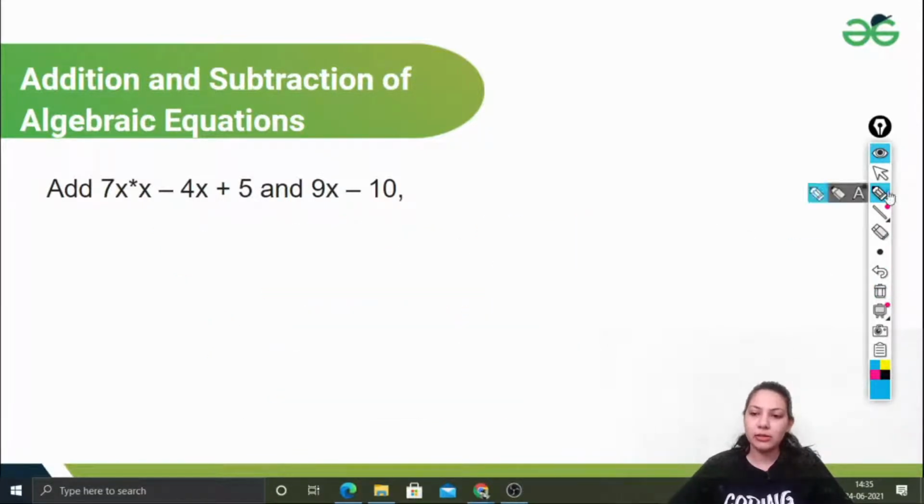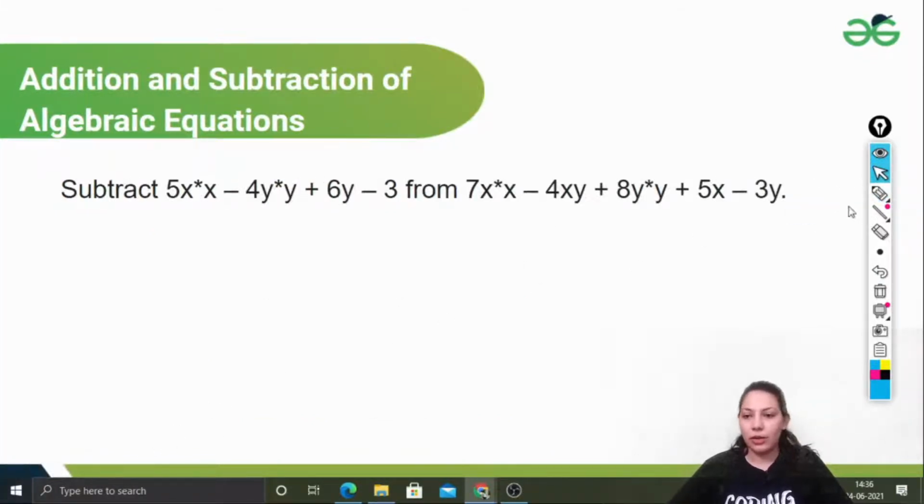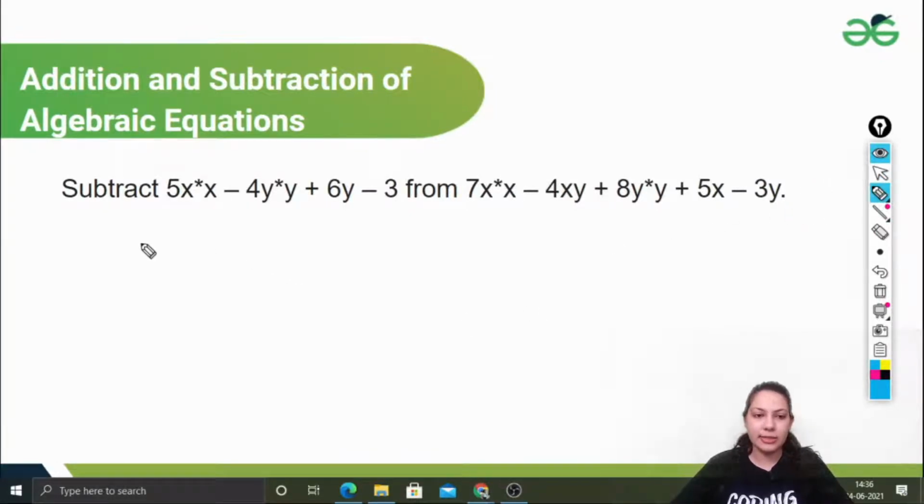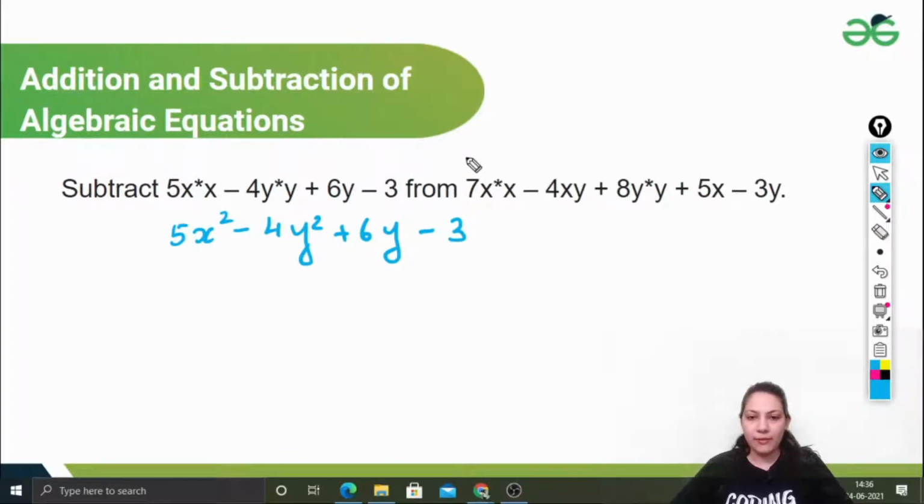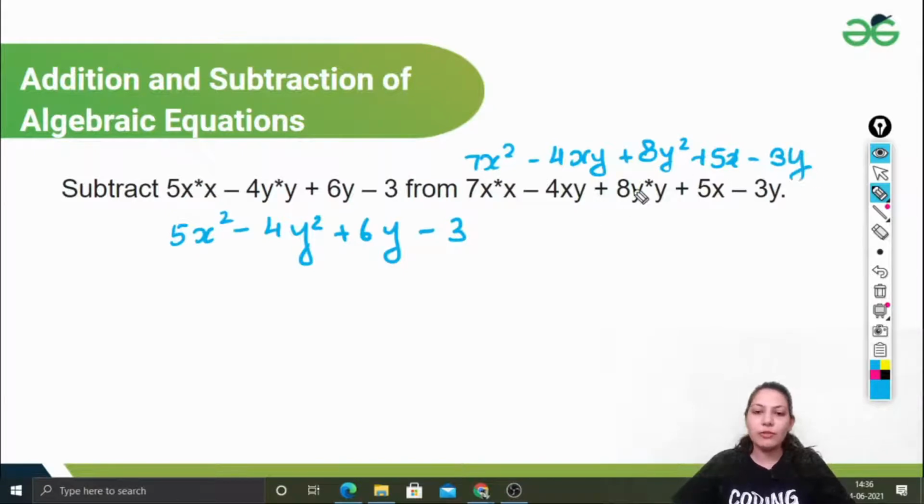Okay, let me erase this. Now we have seen this addition. Let's see the subtraction. So 5x square minus 4y square plus 6y minus 3. We have to subtract it from 7x square minus 4xy plus 8y square plus 5x minus 3y. So we will directly write it such that the like terms come in individual rows. So 7x square, 5x square again. Okay, we have to subtract this from this.